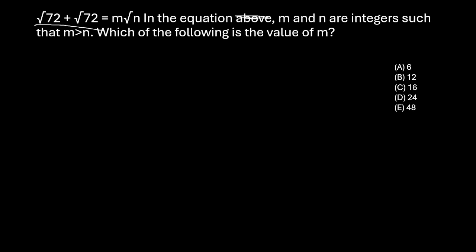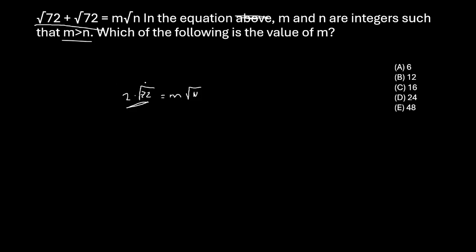So the square root of 72 plus the square root of 72, we can write it as 2 times the square root of 72. That would be equal to m times the square root of n. It's in a form that is actually good for us, because then 2 would be m and the square root of 72 would be n. But the problem is that m is greater than n.